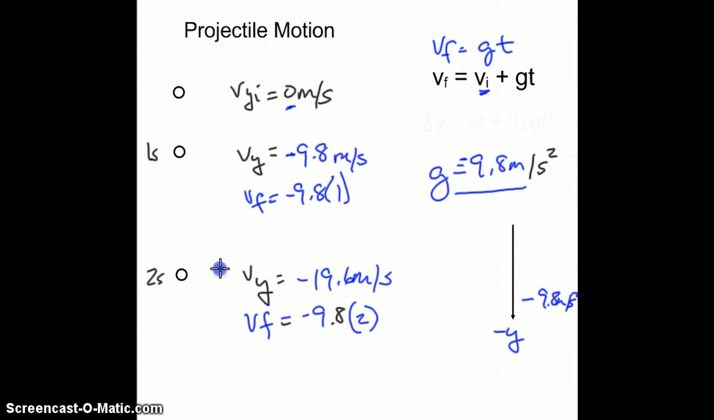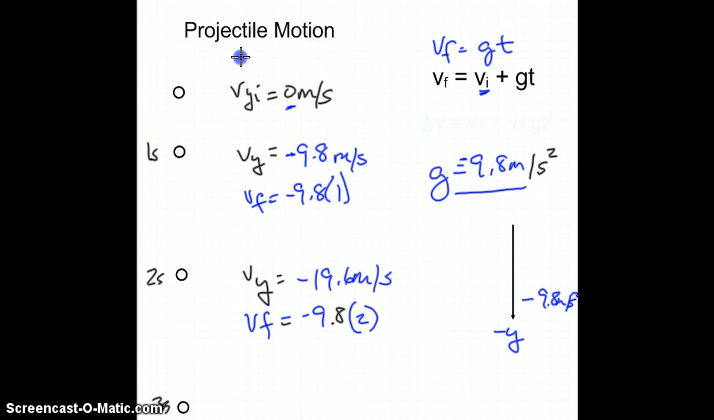So every second that it falls, it accelerates. In other words, the velocity changes every second. So what I need for you to do is hit the pause button, and I want you to go ahead and tell me what is the velocity after 3 seconds. So go ahead, hit the pause button, and make sure you know that answer.